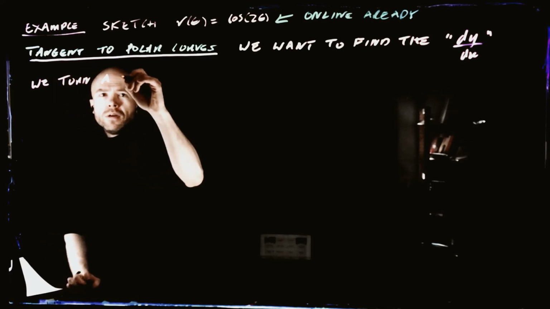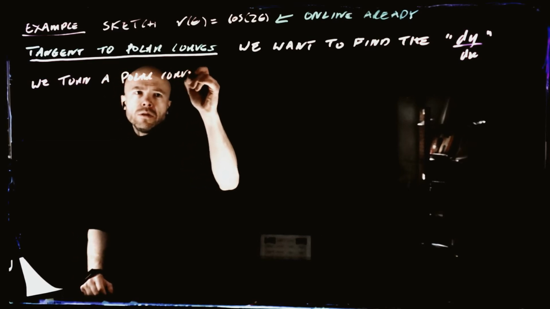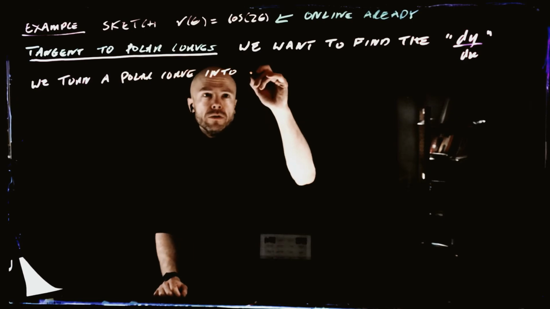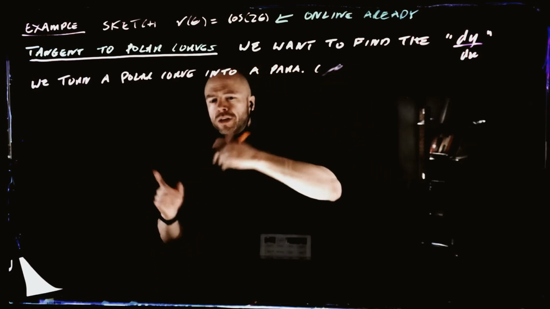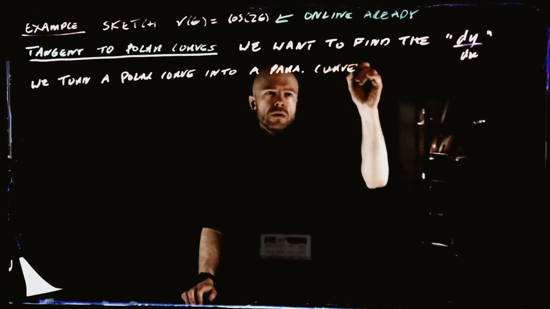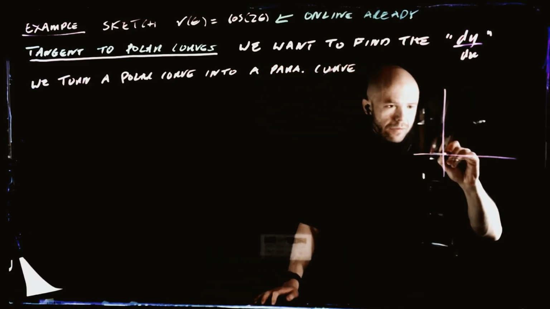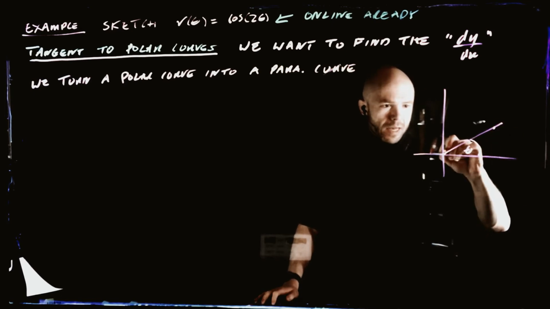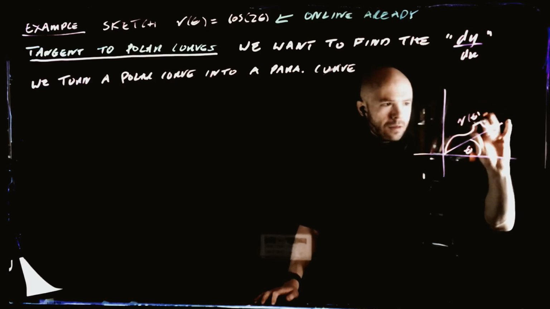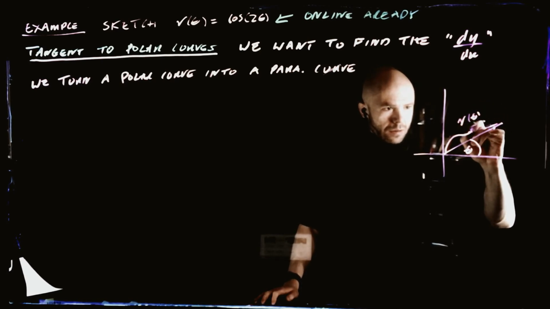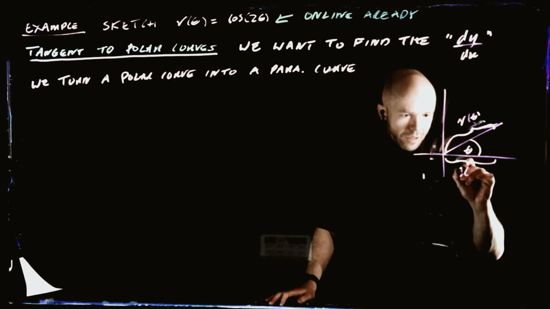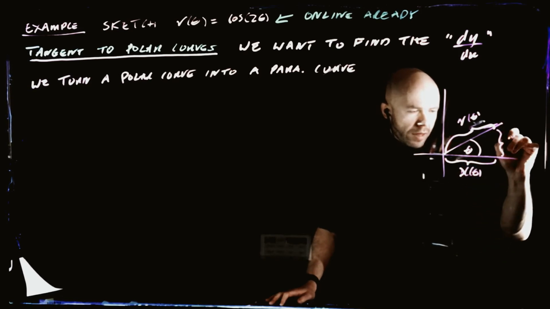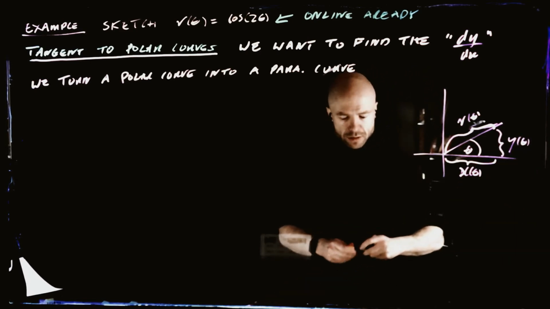We can turn a polar curve into a parametric curve, pretty easily, because a parametric curve is when we have x of t, y of t, or whatever the variable is. And if we have a polar curve, then the variable is theta, and we have this r of theta. But this can be turned into something in terms of x of theta and y of theta. This is x of theta, which changes with respect to theta, and this is y of theta, which changes with respect to theta.